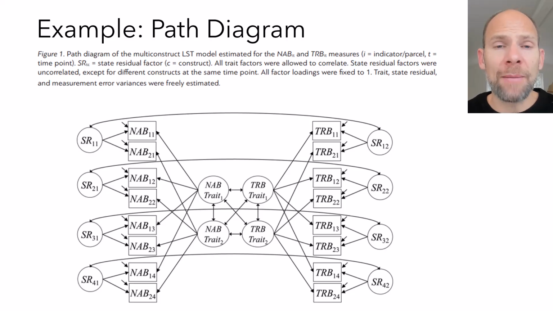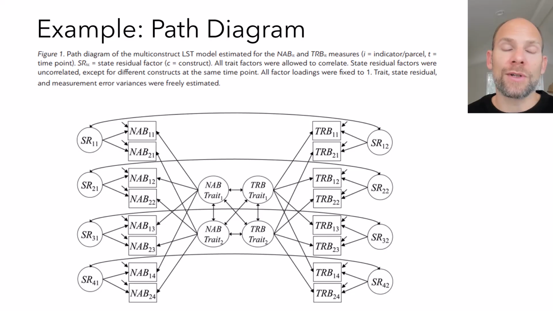So here's an example of how you could present your model to make it clear what the model looks like by using a path diagram. This is an example of a latent state trait analysis, a longitudinal confirmatory factor analysis, which was relatively complex. There were two different constructs looked at here, NAB and TRB, and there were 4 different time points, 2 indicators for each time point and each construct.